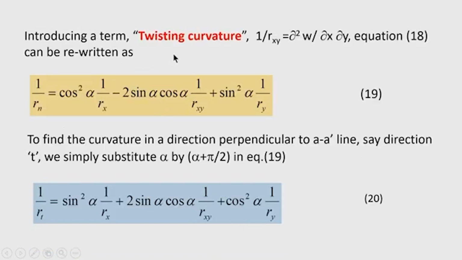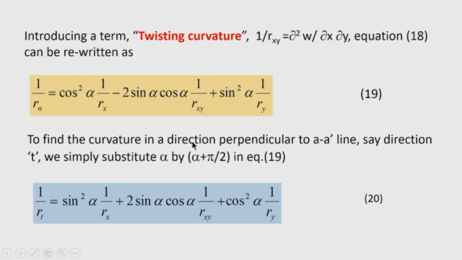Let us introduce a term which is known as twisting curvature. So, twisting curvature is nothing but 1 by r x y equal to del square w by del x del y. So, 1 by r n equal to cos square alpha 1 by r x minus 2 sin alpha cos alpha 1 by r x y plus sin square alpha 1 by r y.